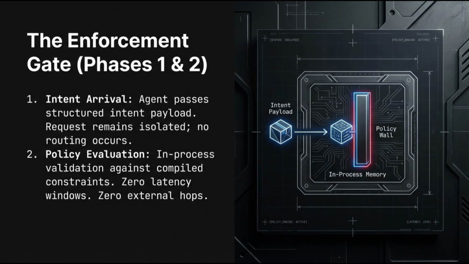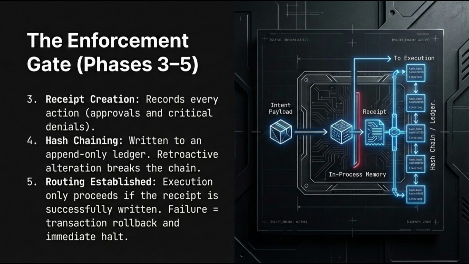Third, receipt creation. Every material action, whether approved or denied, generates a receipt, not just the successful ones. The denials are recorded too. That's critical. If you only log what succeeded, you're blind to what was attempted. Fourth, hash chaining. The receipt is written to an append-only ledger using cryptographic hash chaining. Each receipt references the hash of the previous receipt. You cannot retroactively insert or alter a receipt without breaking the chain.